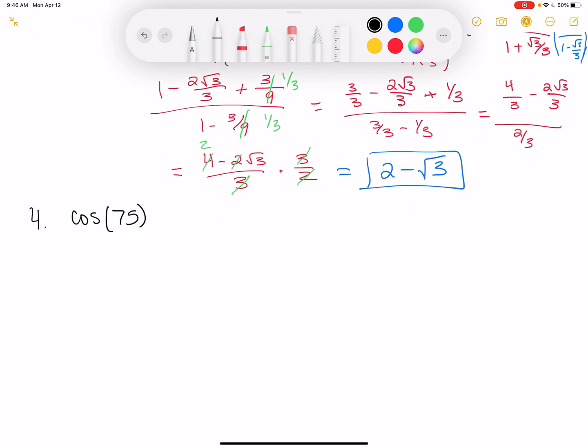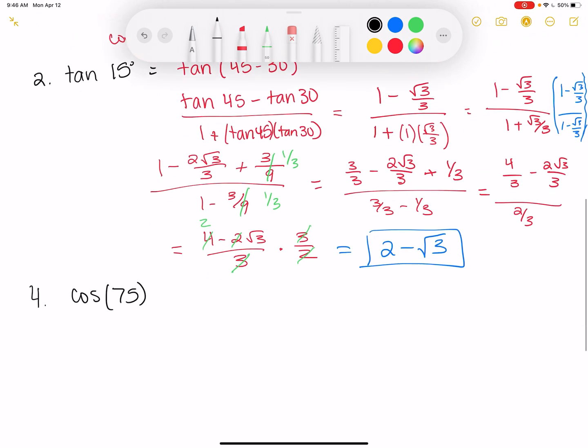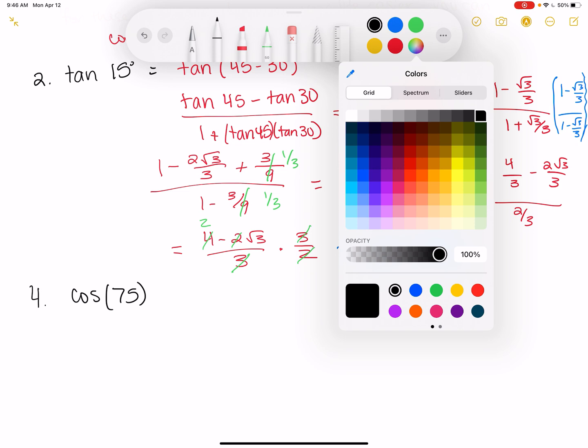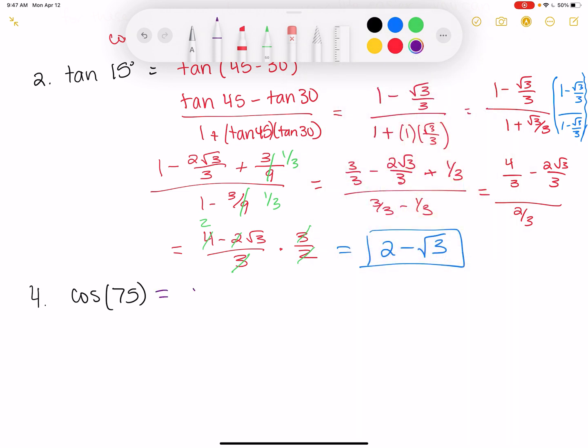Two numbers that can be added together or something that can be subtracted. 30 and 45. That's what I said. Let's mix up the color. Purple. All right, so the cosine of 45 plus 30. Okay, and it doesn't matter which one goes where.